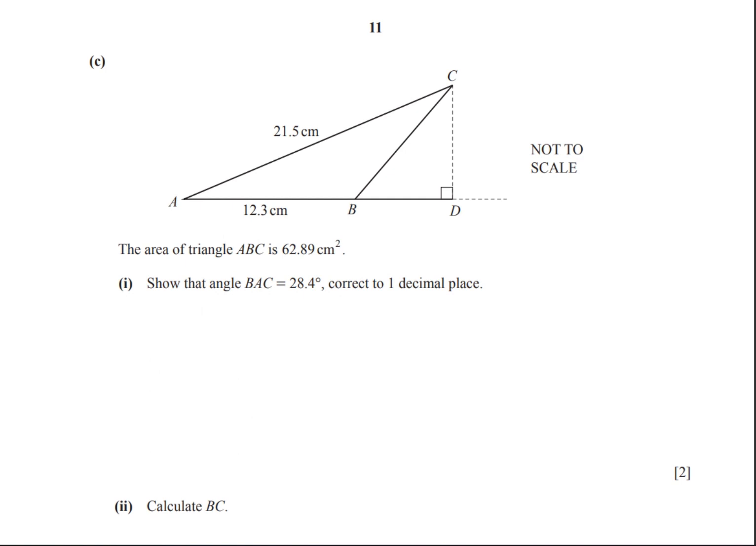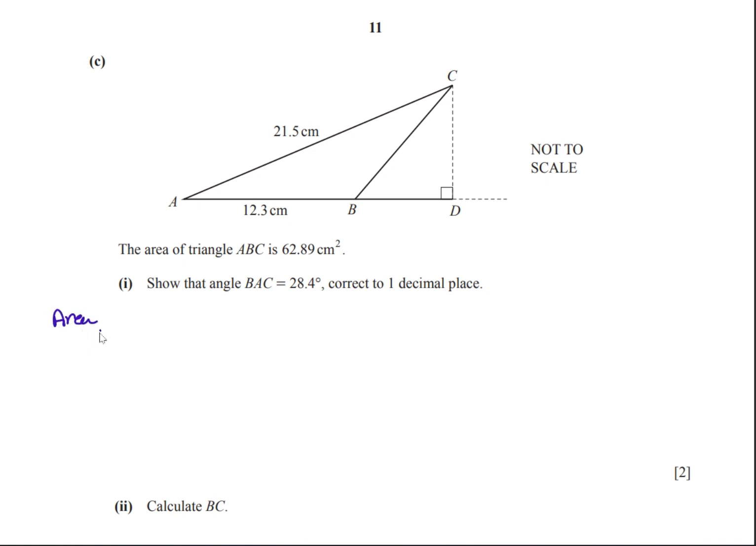For question number C, he's telling me the area of this triangle ABC is 62.89. It seems also that this triangle is not a right angle triangle. So if it is not a right angle triangle, I cannot use half multiplied by base multiplied by height. So I have another rule.